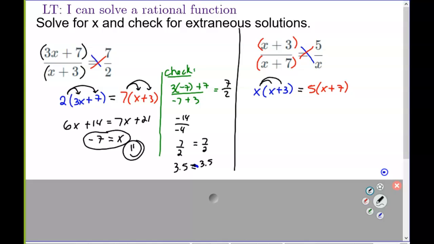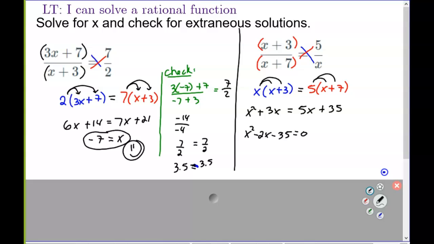So if I distribute the x, we get x times x, x times 3, distribute to 5, 5 times x, 5 times 7. Now we're at a spot where this is kind of like what we did in chapter 4. You have to move everything over to one side. I like to keep the x squared positive, so I'll subtract the 5x, which will give me negative 2x minus 35.